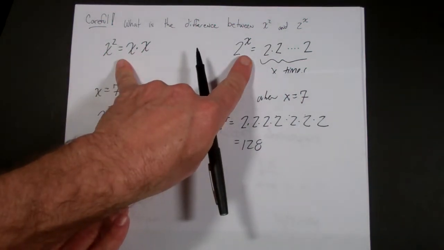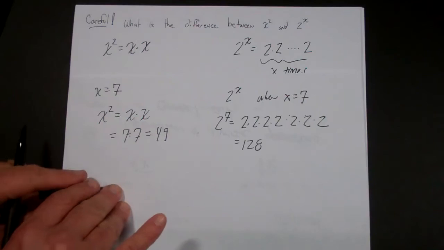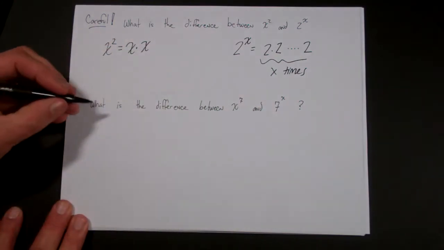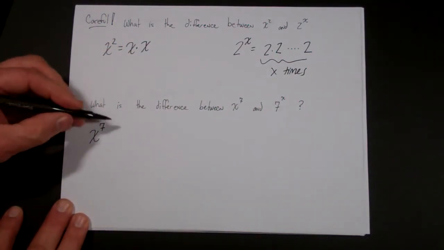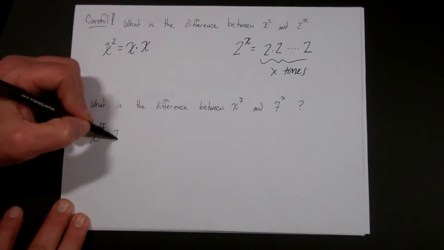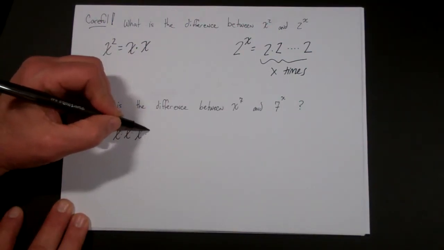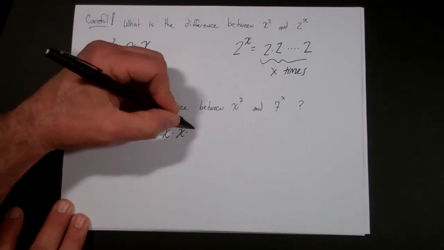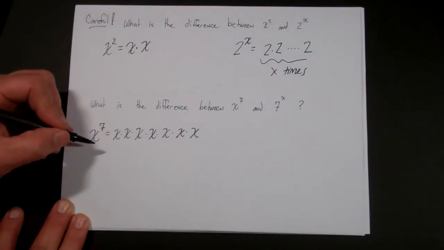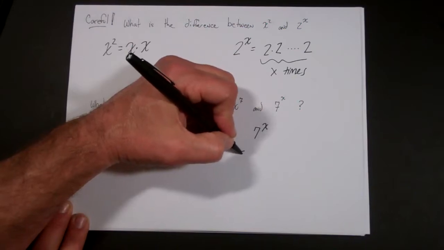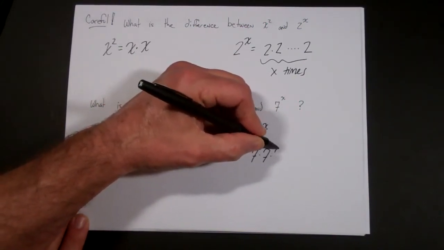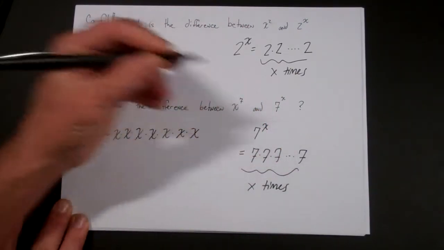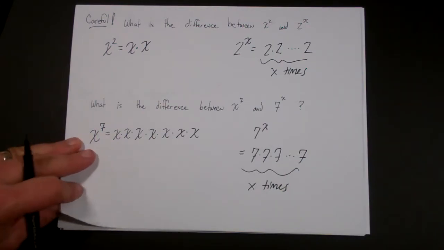And it's really important not to get confused between these two when you're doing logs. So let's look at the difference between x to the 7th and 7 to the x. Well, x to the 7th is equal to x times x times x times x times x times x times x, 1, 2, 3, 4, 5, 6, 7, right? Where 7 to the x means 7 times 7 times 7 for a total of x times. Okay? So be very careful of the difference between these two.